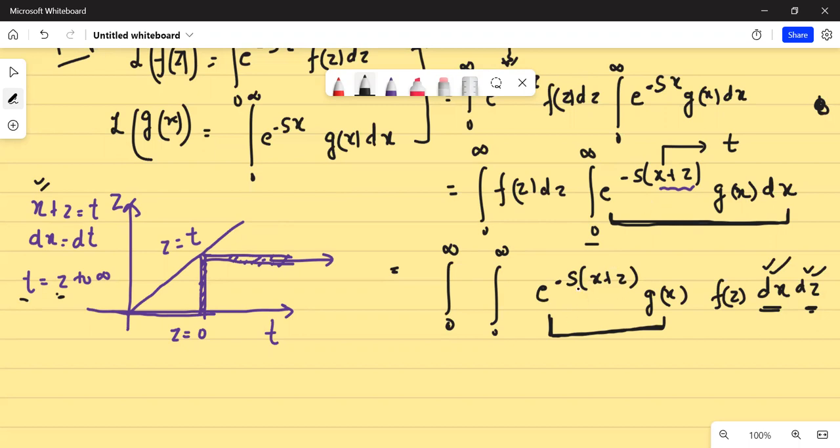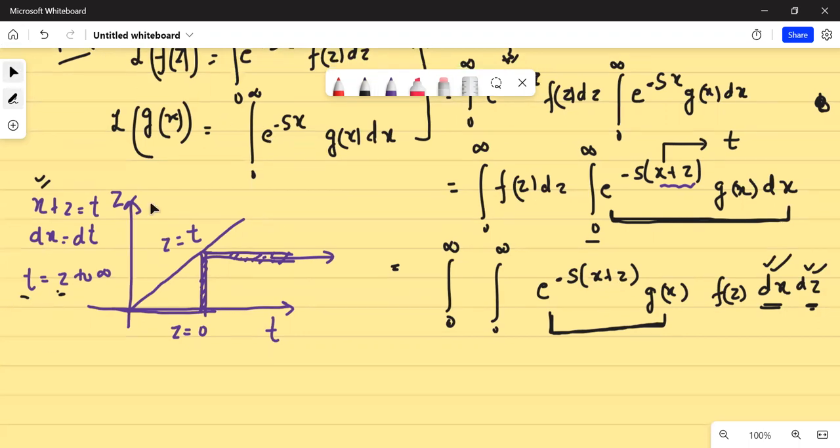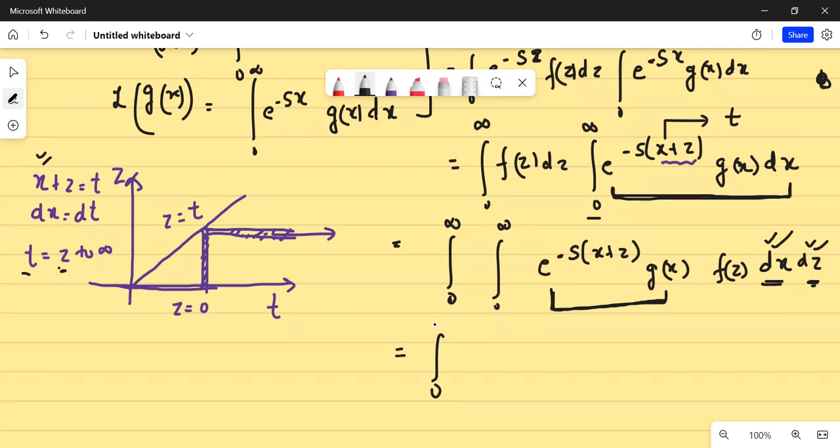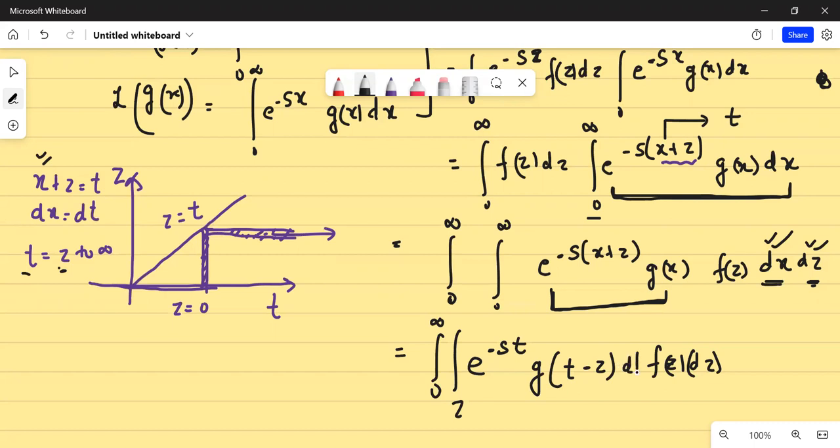Okay. So now I'm going to change the order of integration. Let me give you one more step. So this is like 0 to infinity, and this is simply fz dz. And for this integration, where I have taken t in place of x plus z, this is e to the power minus st. So gx will simply become, I think, g of t minus z. When x was 0, t was z. When x was 0, then t was z, right? And when x is equal to infinity, then t was infinity.